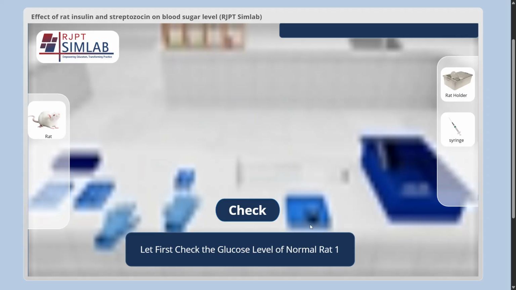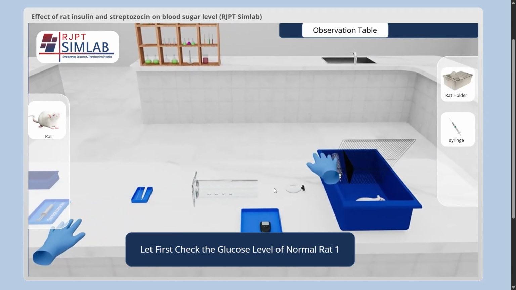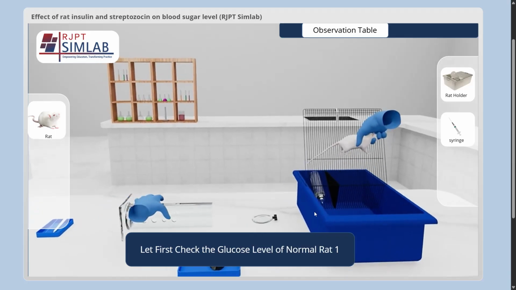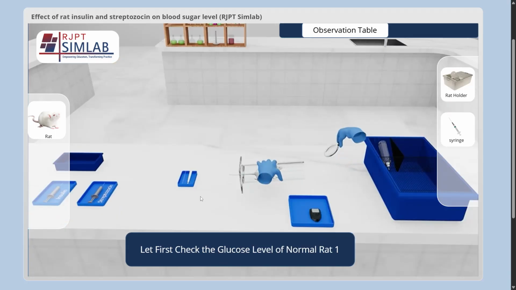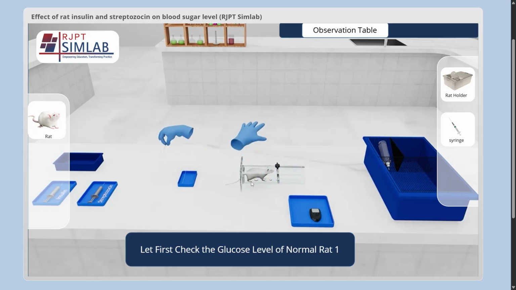On the bottom side, we can see that there is an instruction part which shows the procedural part for performing this experiment. So now let us start with the experiment. The procedure part says, let's first check the glucose level of the normal rat 1. So according to the procedure, we have to check the blood glucose level of the first rat. As we can see here, we are taking out our first rat and placing it inside the rat holder.